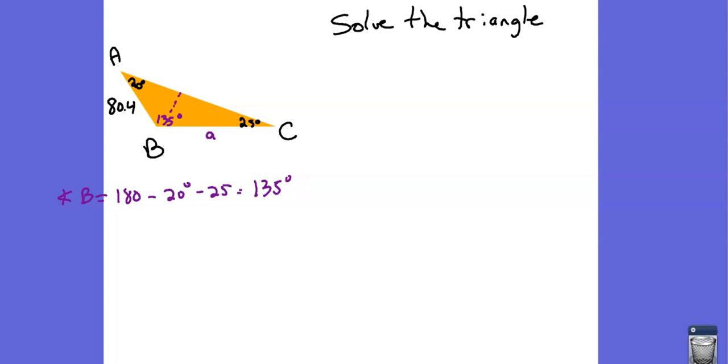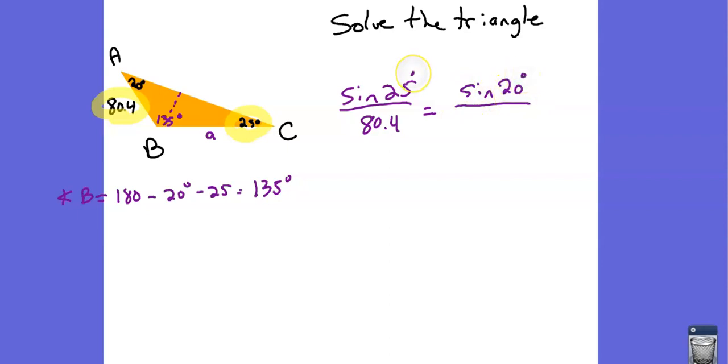Well, notice I do know angle C and I know side C. So I'm going to use that relationship. So I'm going to do sine of 25 degrees over 80.4. And then let's find, it doesn't make a difference, let's do side A. So this would be sine of A, 20 degrees, over side A. And you could have done sine of B over B, either way.